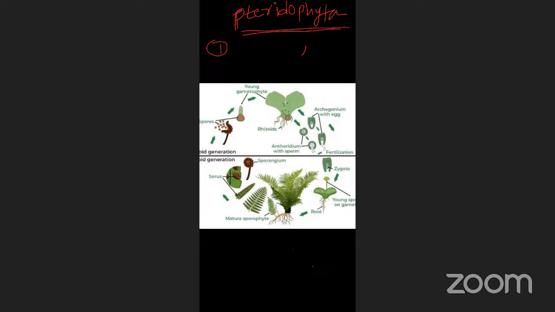Right? So in pteridophyta, the dominant stage is sporophyte. How many stages are there in the plant kingdom in general? How many stages in bryophyta?